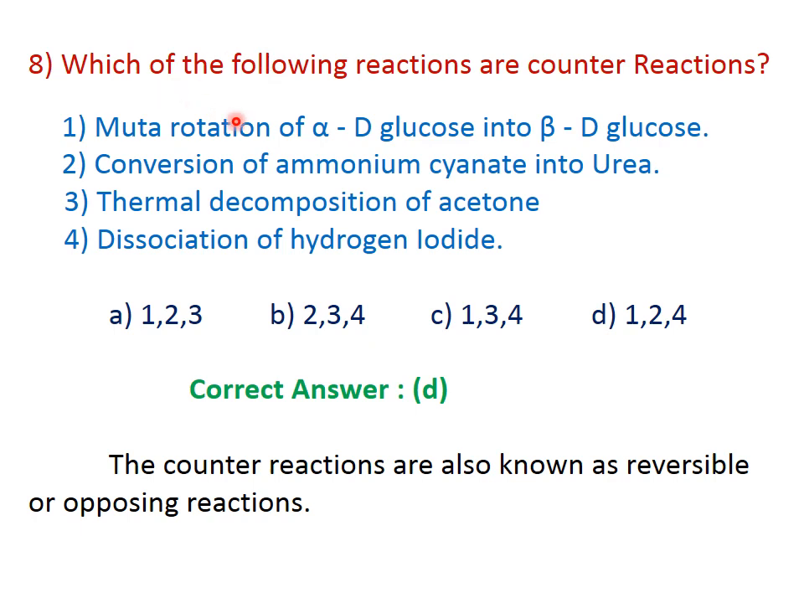Question number 8. Which of the following reactions are counter reactions? The counter reaction may be a reversible reaction or an opposition reaction. Mutarotation of alpha D glucose into beta D glucose is a reversible reaction. Conversion of ammonium cyanate into urea is also a reversible reaction. Thermal decomposition of acetone is not a reversible reaction. Dissociation of hydrogen iodide is also a reversible reaction. 1, 2, 4 are counter reactions. The correct answer is D, 1, 2, 4.